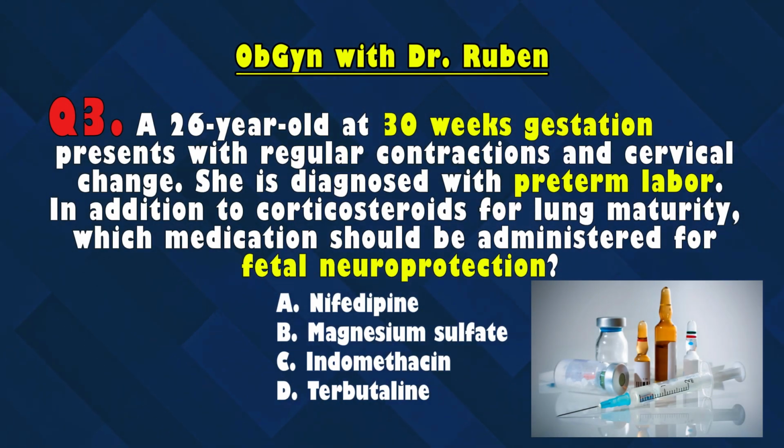Question number 3. A 26-year-old at 30 weeks gestation presents with regular contractions and cervical change. She is diagnosed with preterm labor. In addition to corticosteroids for lung maturity, which medication should be administered for fetal neuroprotection?